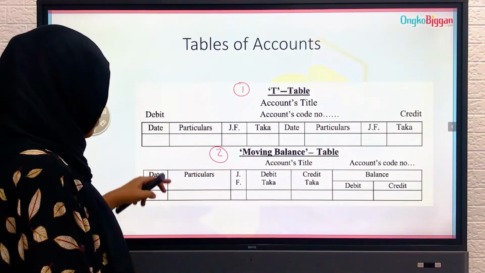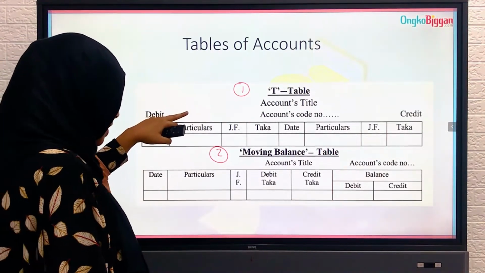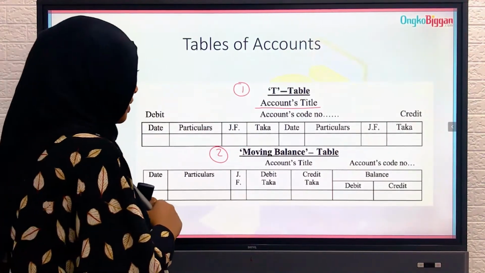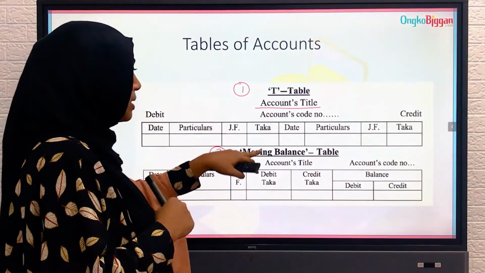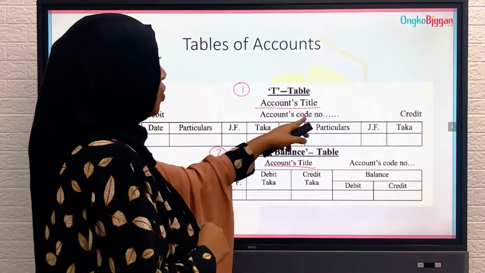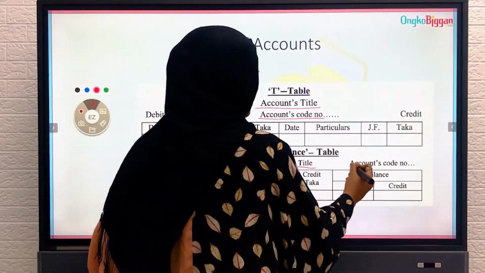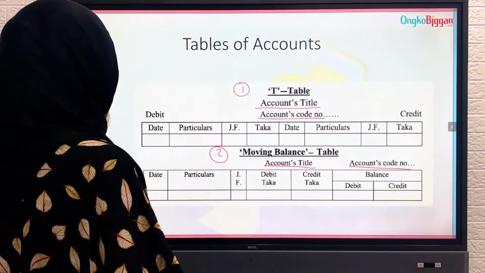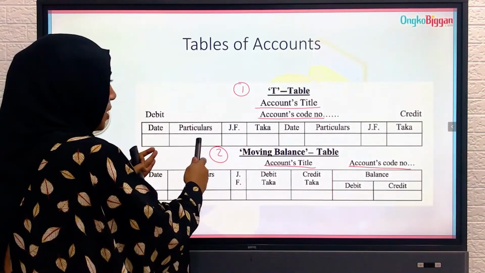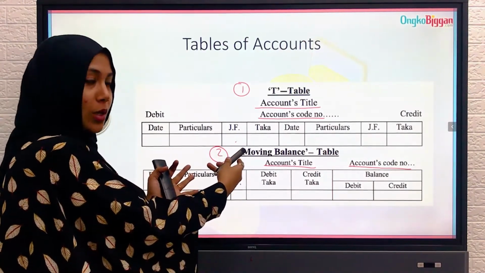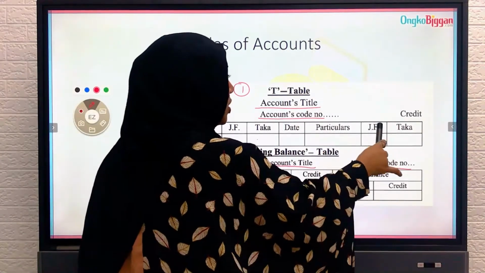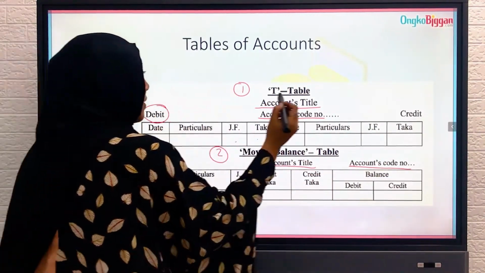The first one, if I'm talking about the T table, there will be the title of the account. The title has been given. This is the feature. On both sides we are seeing the account titles given, and then there is an account code number as well. But over here, there are two parts: date, particulars, journal folio, taka, and again date, particulars, journal folio, and taka. Over here, it's written debit and credit.